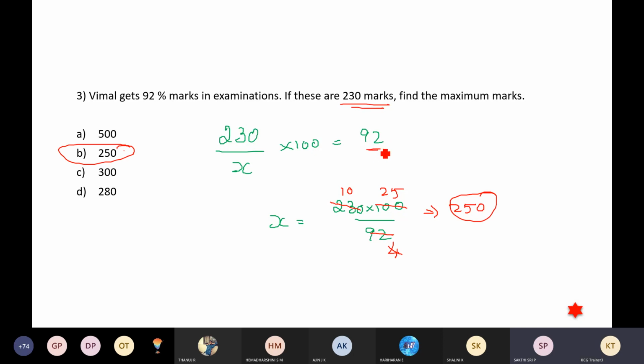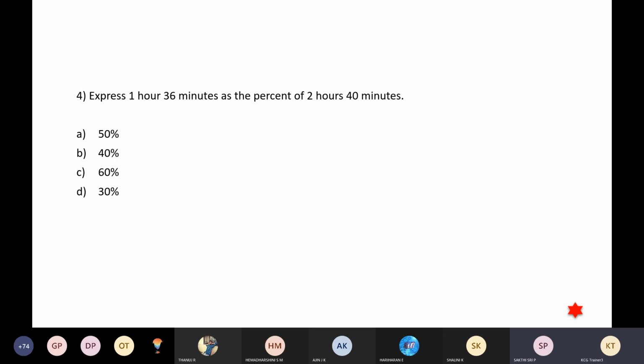Super. Now moving on to your next question. Here's your next question, guys. Express 1 hour 36 minutes as a percentage out of 2 hours 40 minutes. So out of 2 hours 40 minutes, 1 hour 36 minutes is what percentage? That's the question.